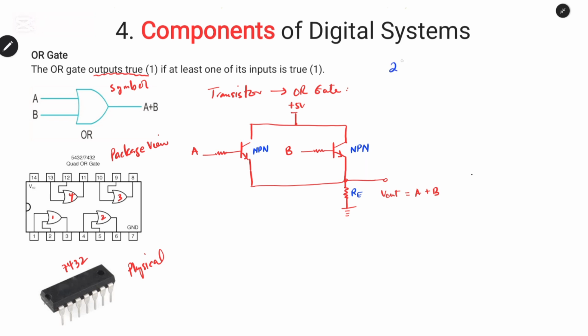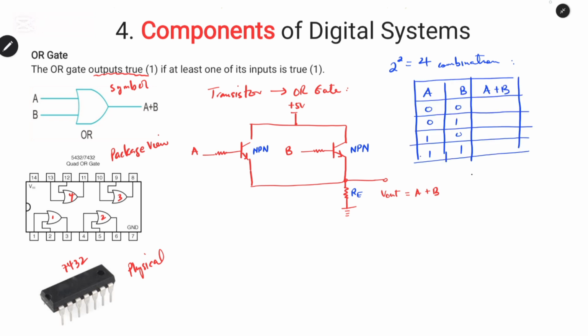So 2 to the number of inputs, which is 2, will give us 4 combinations. We can draw up the truth table based on the condition. If both inputs are 0, logic low, the output will be low. If one of the inputs is 1, for example, this is one of the inputs and this is another input, if one of these inputs is high, that means the output will be 1. And also when both inputs are high, the output will be high.